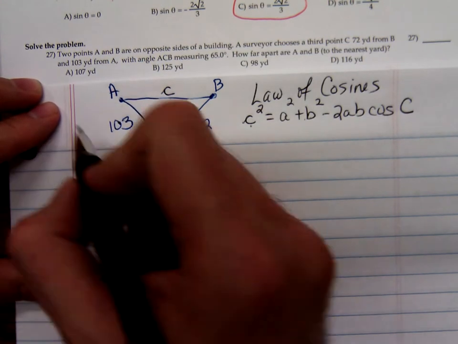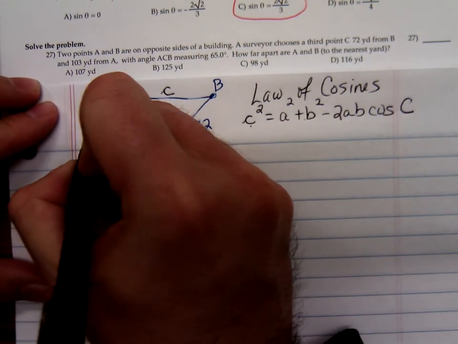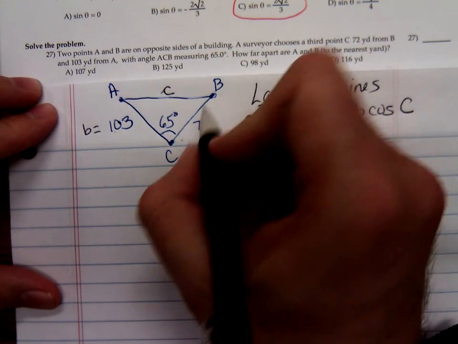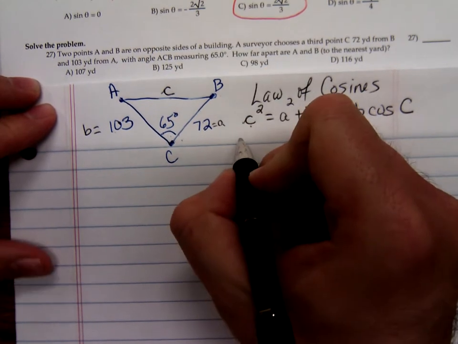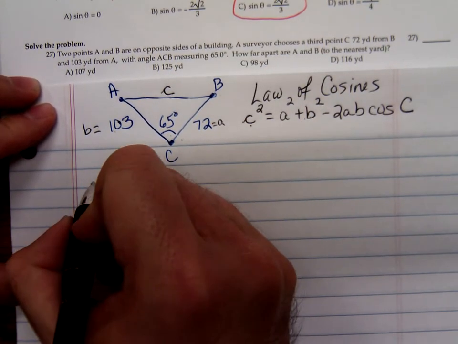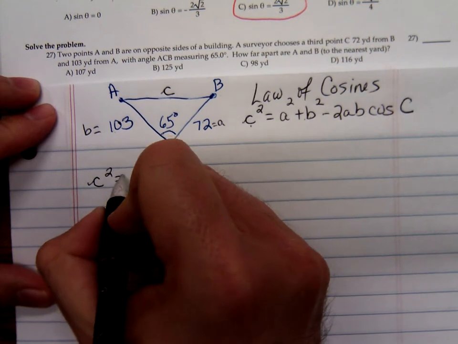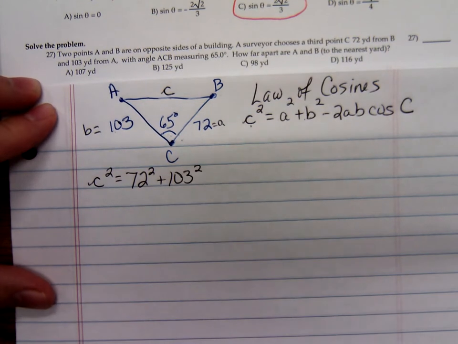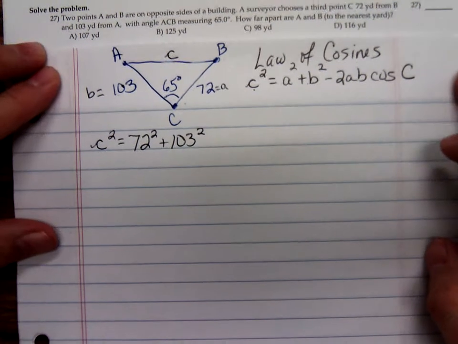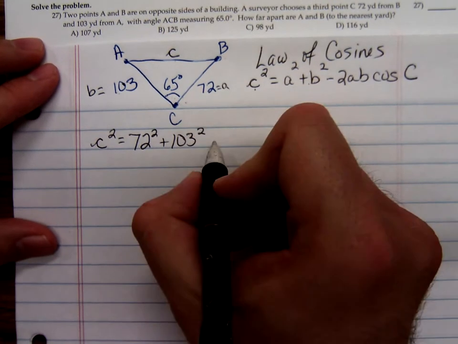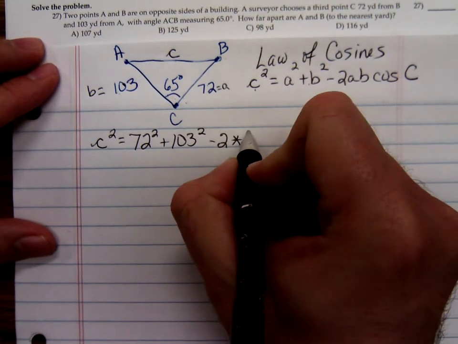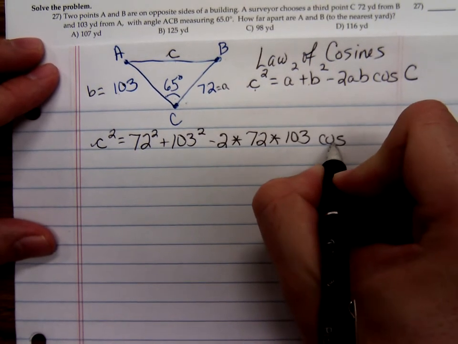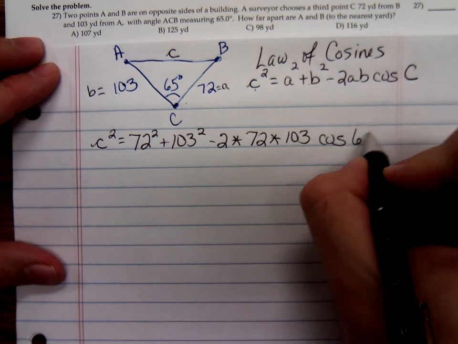So let me go ahead and label. The 103, that's lowercase b. The 72, that's lowercase a. So plugging in, I'll do that right here. C squared equals 72 squared plus 103 squared minus 2 times 72 times 103 cosine 65 degrees.